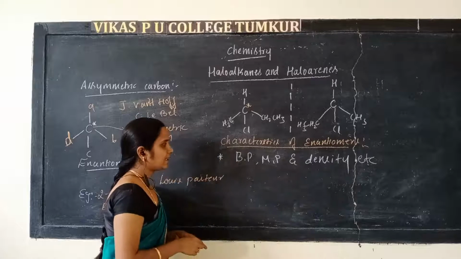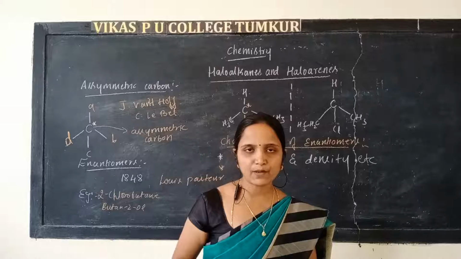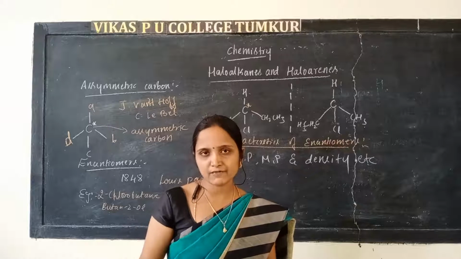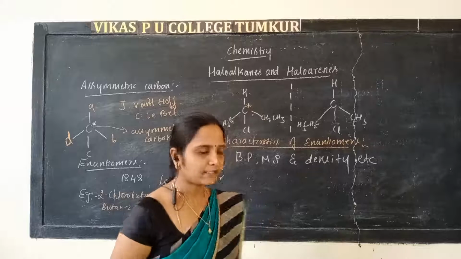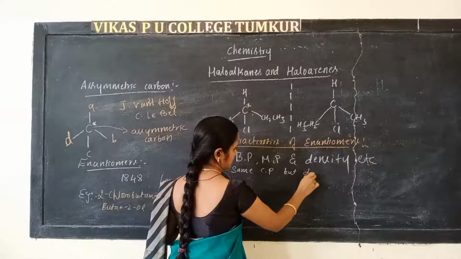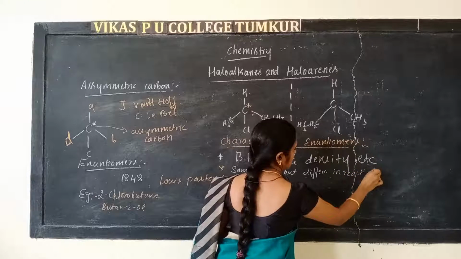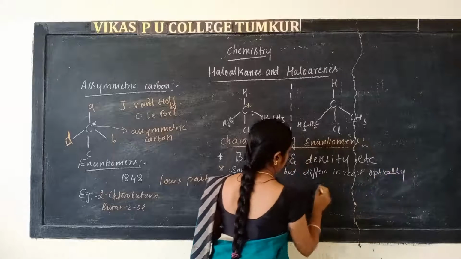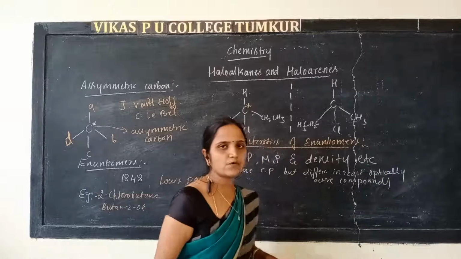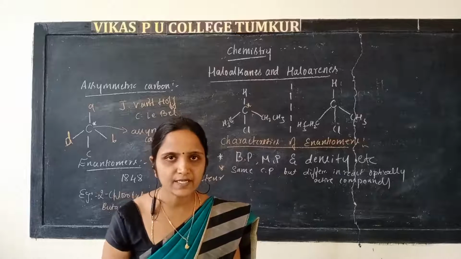The second characteristic of enantiomers is that they show the same chemical properties, but differ in their reaction with optically active compounds. This means that when they react with optically inactive compounds, they show the same chemical properties, but when they react with optically active compounds, they give different chemical properties.